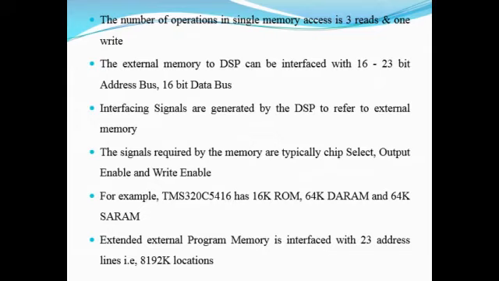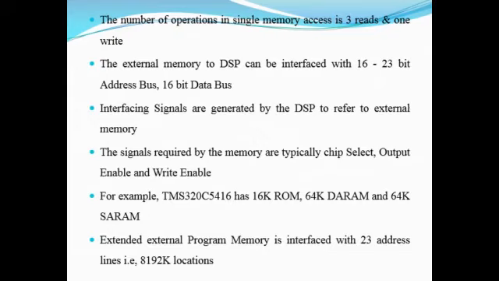So what are the signals which can be used? The signals required by the memory are typically chip select, which we refer to as CS, and normally it is CS bar, then output enable and write enable. So we have three different signals required by the memory. One is for a read operation, and one is for a write operation.